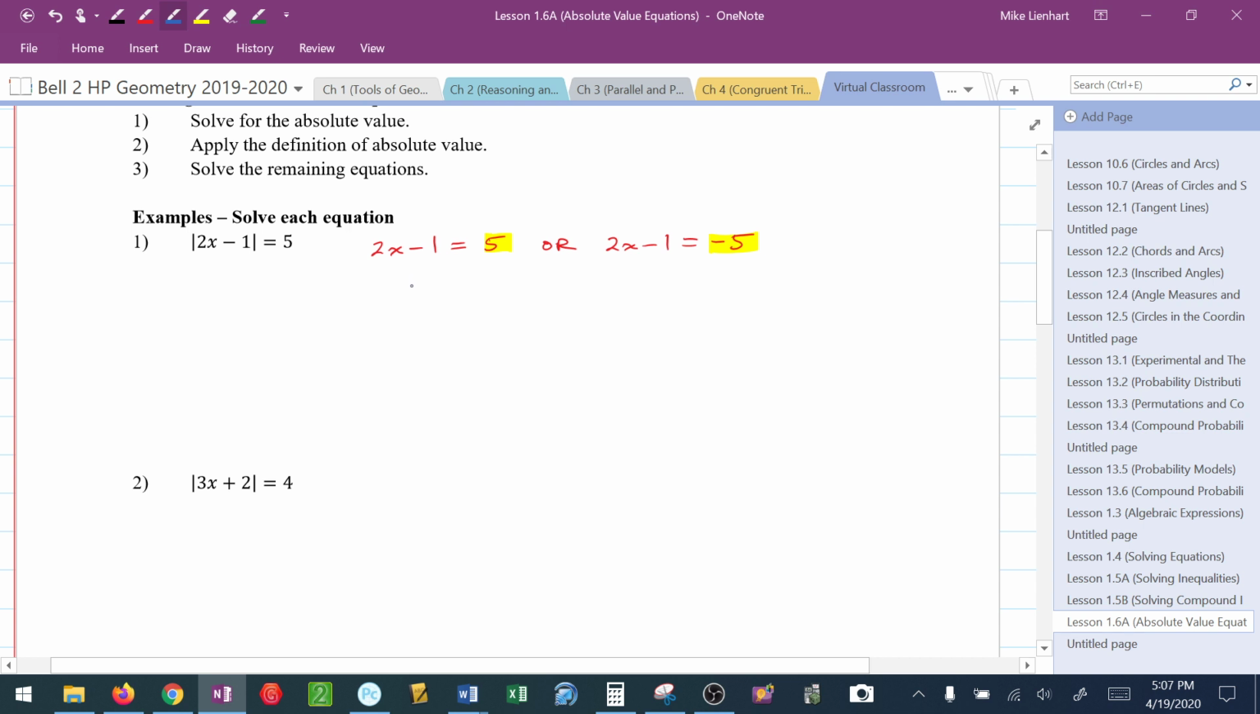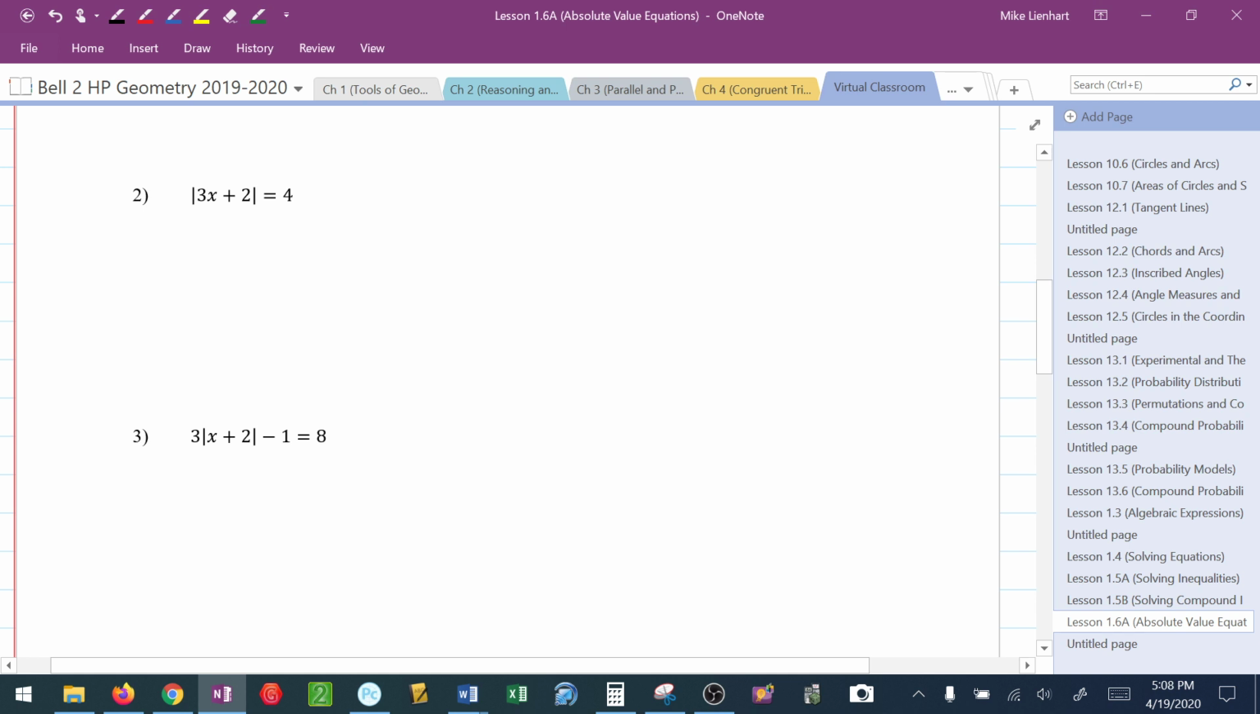When I add 1, I get 2x is equal to 6. Divide by 2, x is equal to 3. I solve the second one, add 1, so I get 2x is equal to negative 4. Divide by 2, x is equal to negative 2. I know that my final solution here is x is equal to negative 2 and 3. Okay? I just wrote them from smallest to largest. It really doesn't matter.